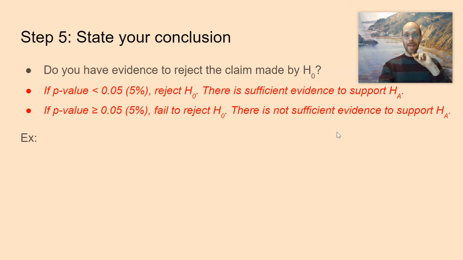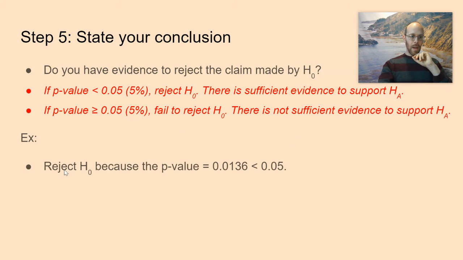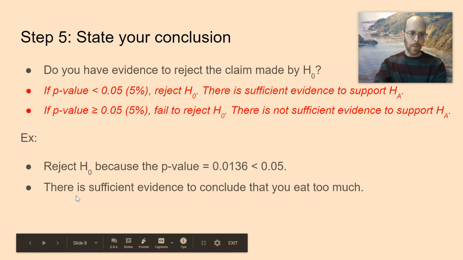So here's what that would look like in our example. We would reject the null hypothesis because the p-value was equal to 0.0136, right? We got that off of Statlet, which is smaller than 5%. So that's the first statement you would make. That's a very statistics-y statement, very technical. Your second statement is going to put it into kind of real-world terms. So your second statement would be this. There is sufficient evidence to conclude the alternative hypothesis, which is that you eat too much.